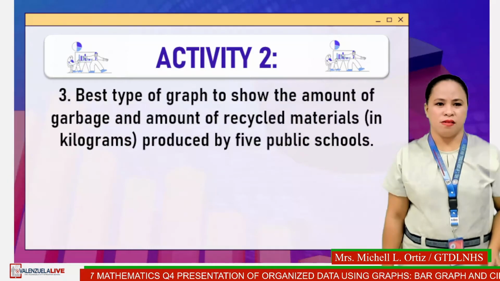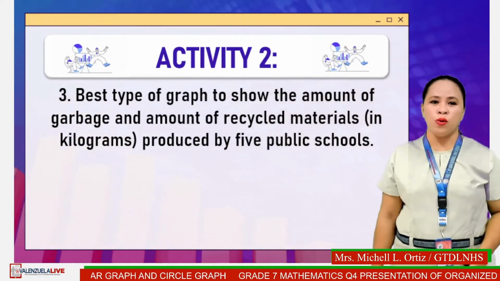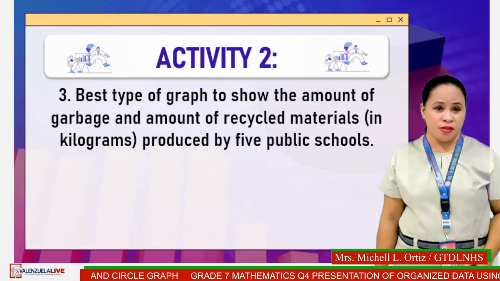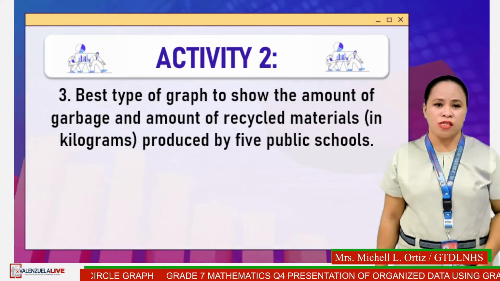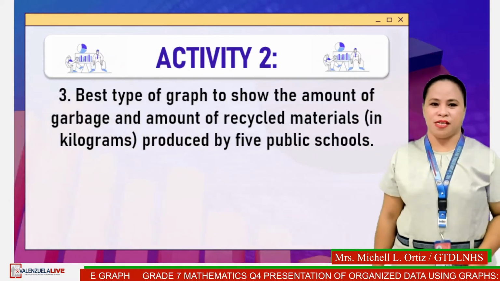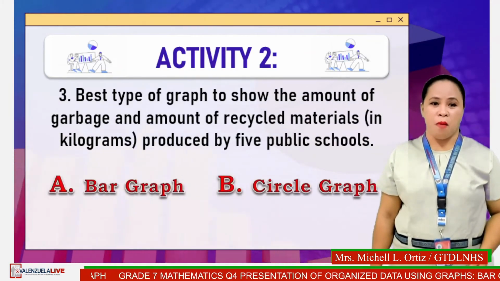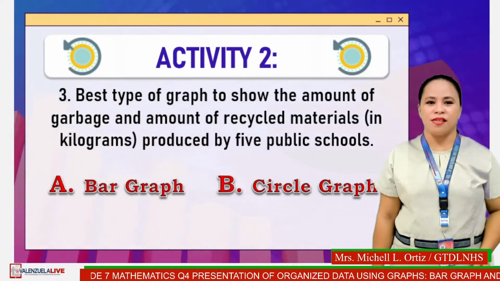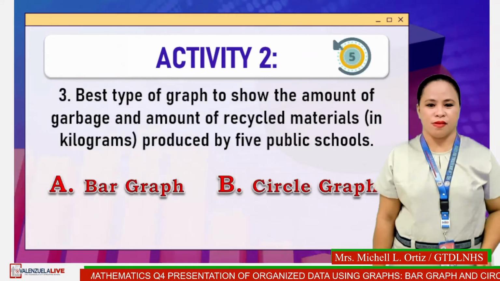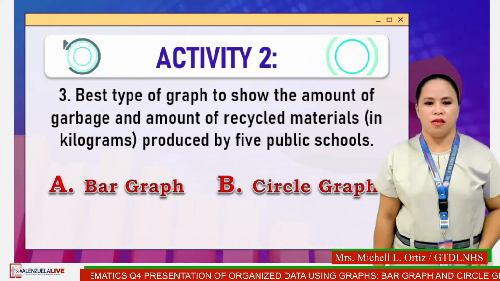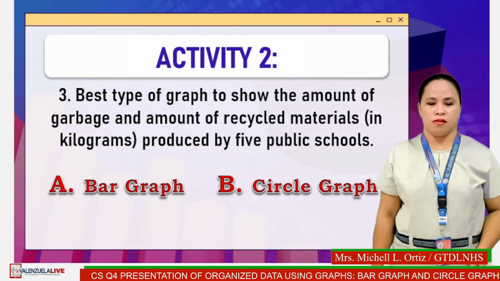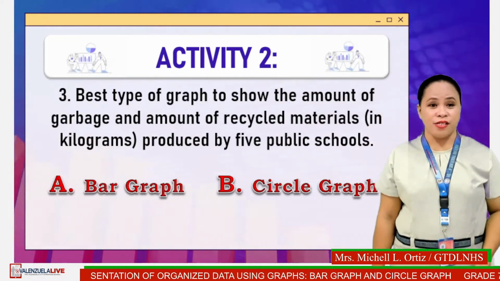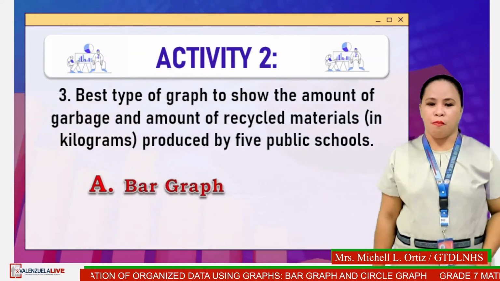Number 3. The best type of graph to show the amount of garbage and the amount of recycled materials in kilograms produced by 5 public schools. Letter A, bar graph. B, circle graph. 5 seconds, go. Correct answer is bar graph.